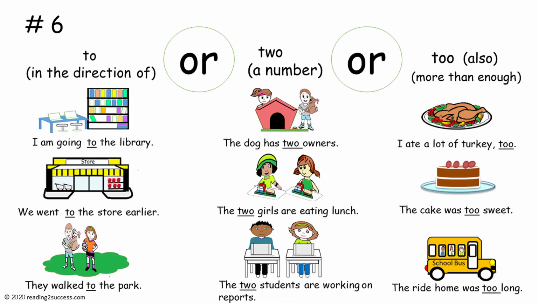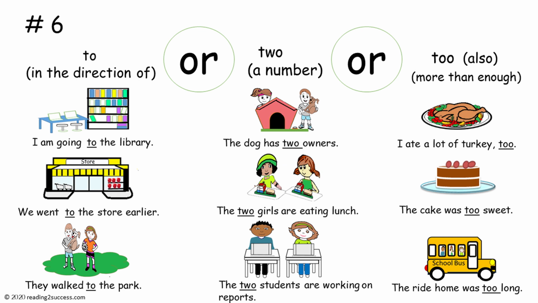Number 6 takes a lot of practice. It is to, too, and two. Which one to pick? T-O means in the direction of. I am going to the library. We went to the store earlier. They walked to the park.